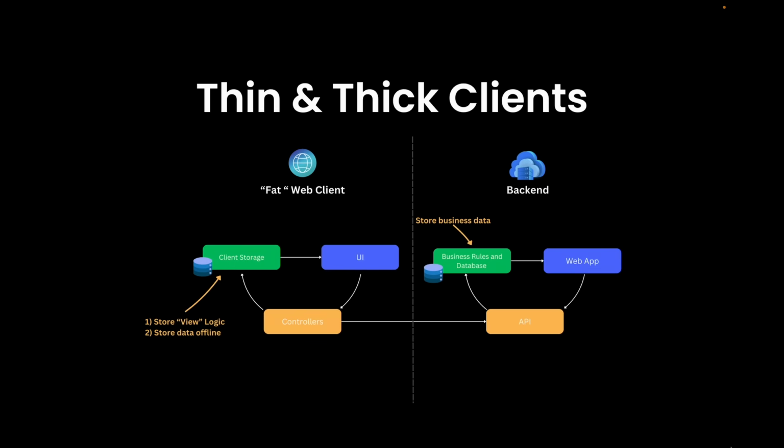The client view does more than just display data. It manages state, handles logic, and can even store data offline. The controller API still acts as a bridge. The backend model is lighter because the frontend takes over more responsibilities.